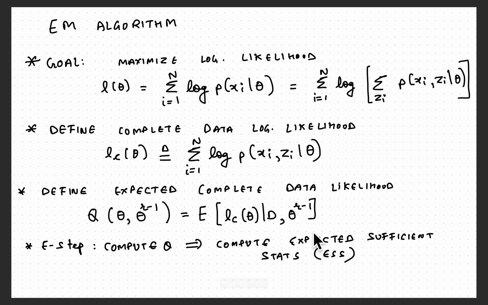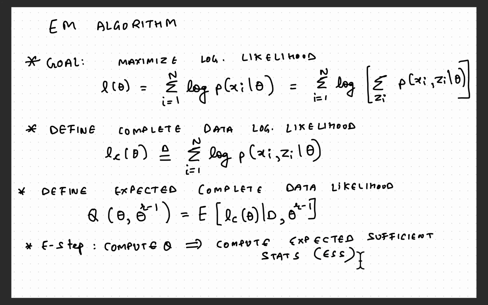So as you would expect, expectation maximization has an expectation step and a maximization step. In the expectation step, we compute Q. So you have an expected complete data log likelihood. You compute Q by taking the expectation given some set of parameters theta in a given iteration. And through this process, you end up computing something known as expected sufficient statistics.